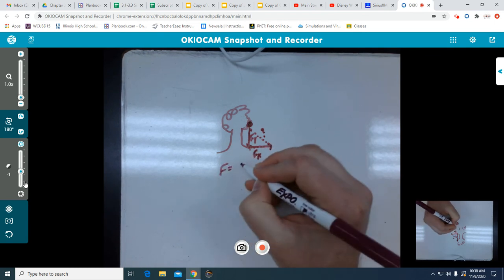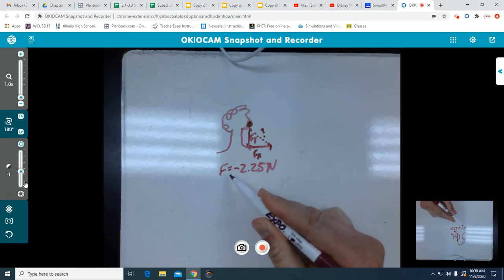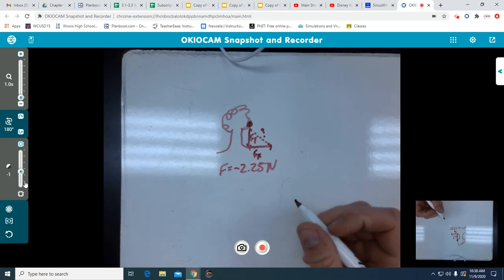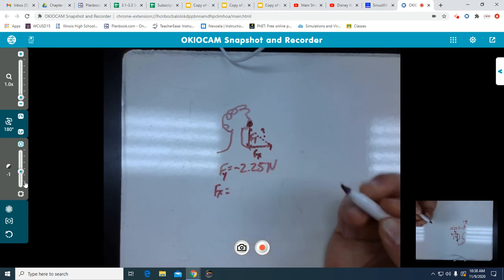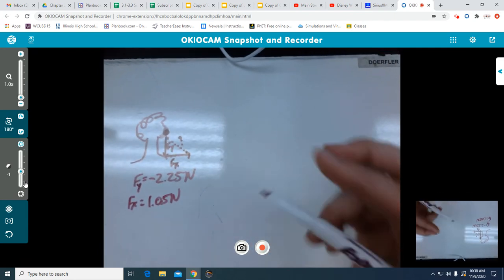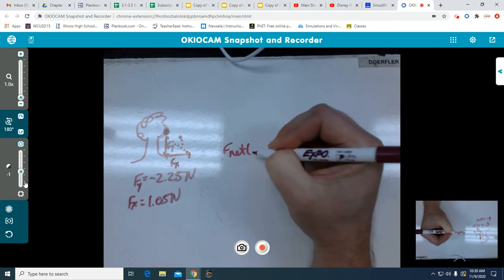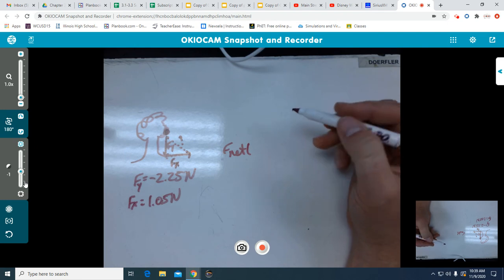So anyway, what do we know? We know that we had a downward force of 2.25 newtons. Therefore, it's a negative because these are vectors, and so vectors have pluses and minuses. We also know that, this is Fy, that the force in the x direction is going to be 1.05 newtons. So, to find my net force, which is my hypotenuse, really, I need to do Pythagorean theorem. A squared plus b squared equals c squared.